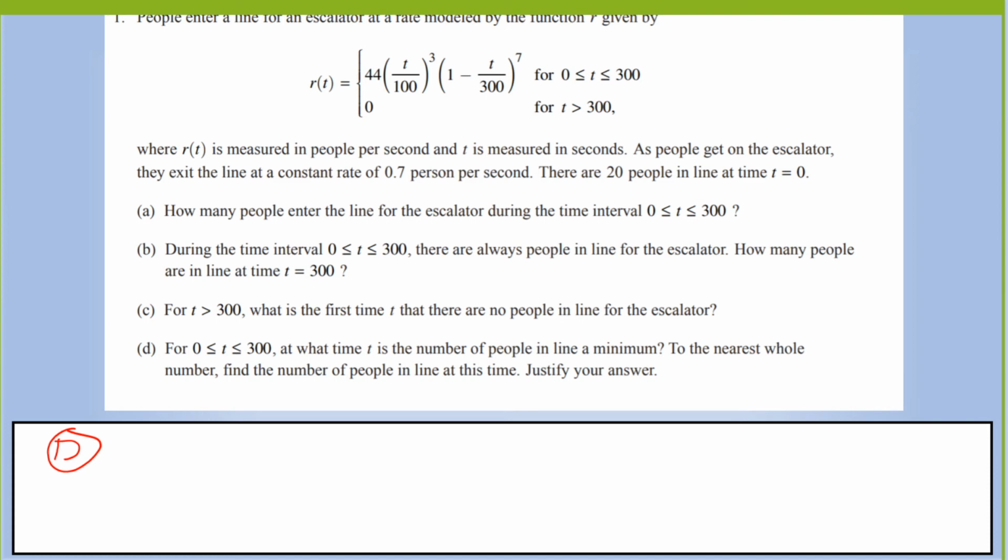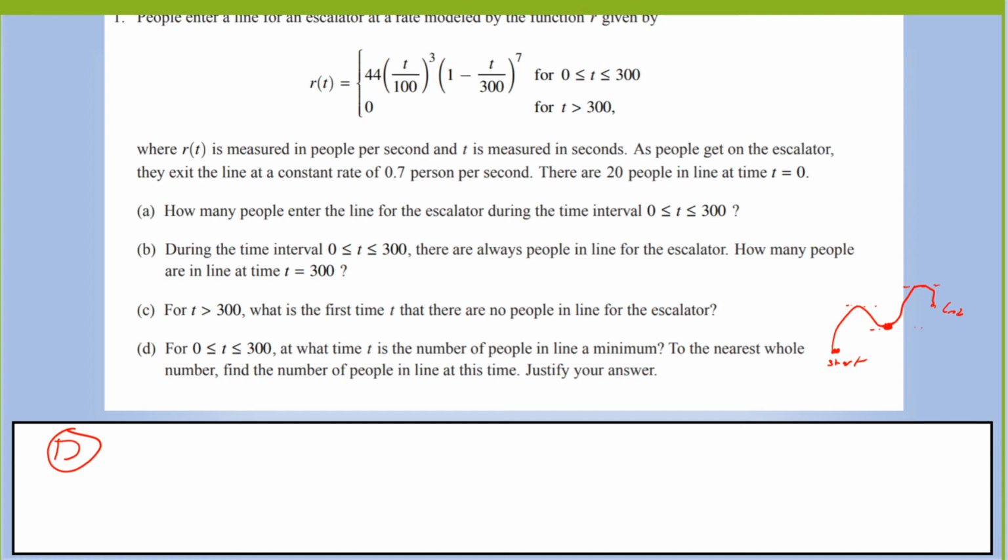I'll ask another way. If our function is at a minimum, what does the slope have to be equal to? 0, perfect. Okay, so if I want the people in line to be at a minimum, then I will need the people per second to be 0. Or if it's an absolute minimum, if the slope is 0, that would give us any relative minimums or maximums. If I'm looking for an absolute minimum, that could be a start point or an end point as well. So we could test both.